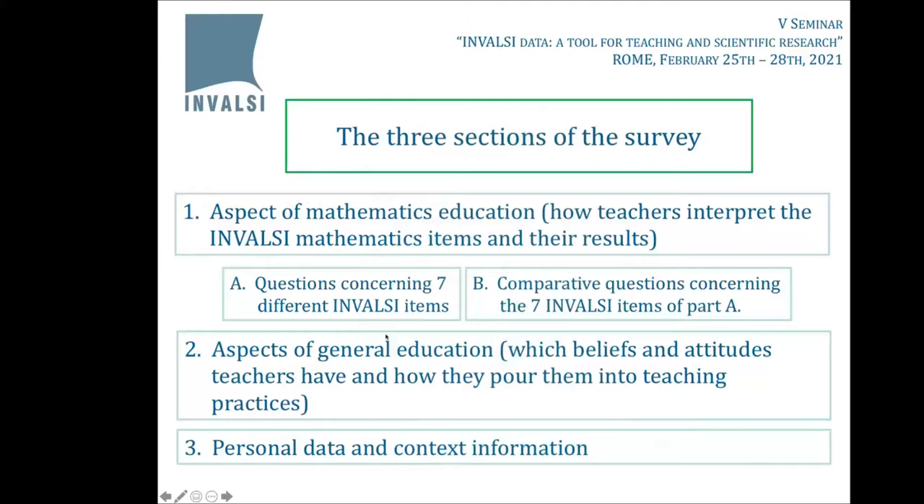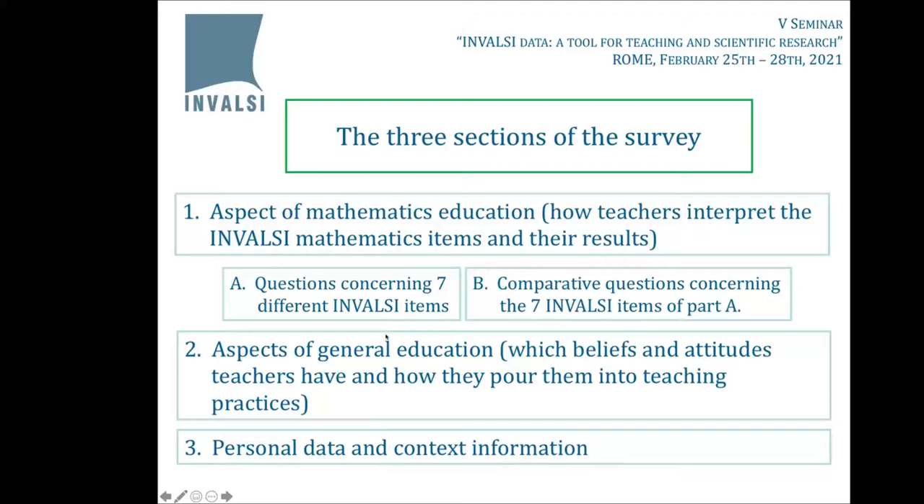According to the research variables framework, the survey consists of the following three sections of questions. One concerning mathematics education: how teachers interpret the INVALSI items and their results. One relating to aspects of general education: which beliefs and attitudes teachers have and how they put them into teaching practices. One that collects personal data and context information. In this talk, we mainly focus on the first section of the questionnaire, which was composed of two parts.